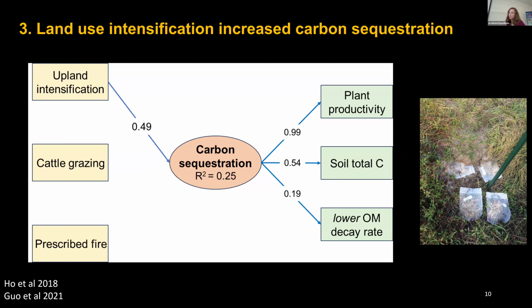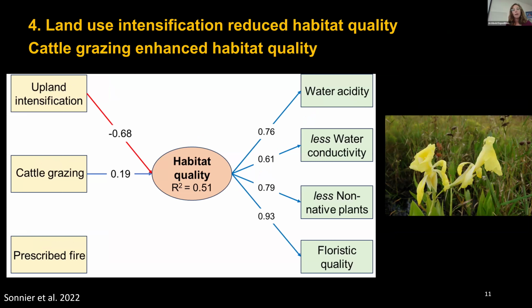3 indicators were associated with soil carbon sequestration: plant productivity, soil total carbon, and lower organic matter decay rate. And the only factor that affected carbon sequestration was upland intensification, which had a positive effect on carbon sequestration, because plant productivity is highly positively correlated with carbon sequestration.